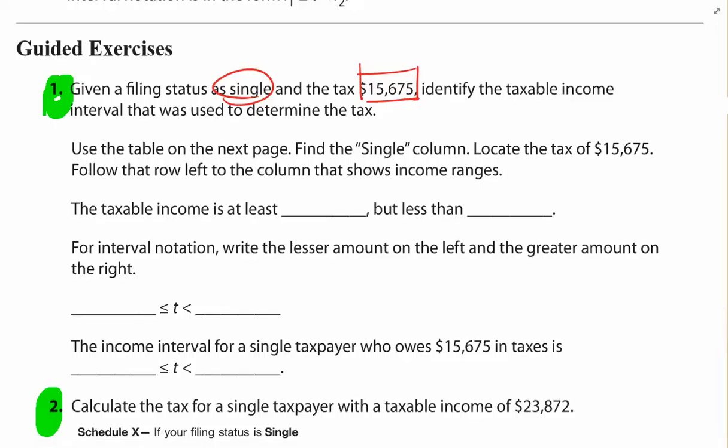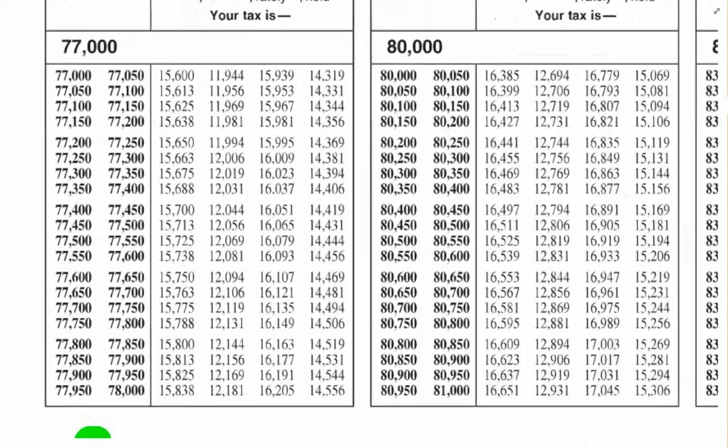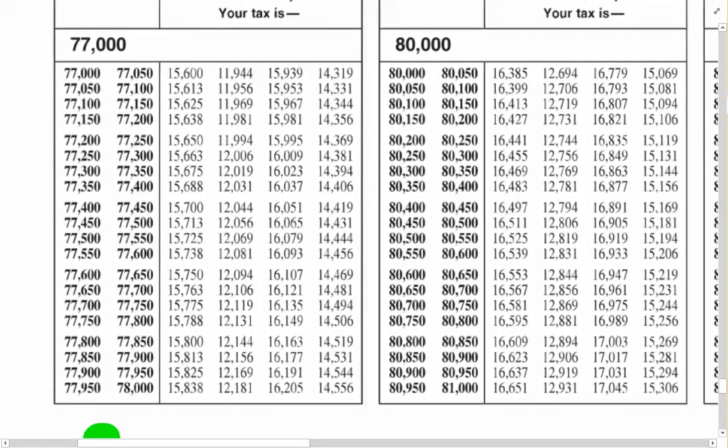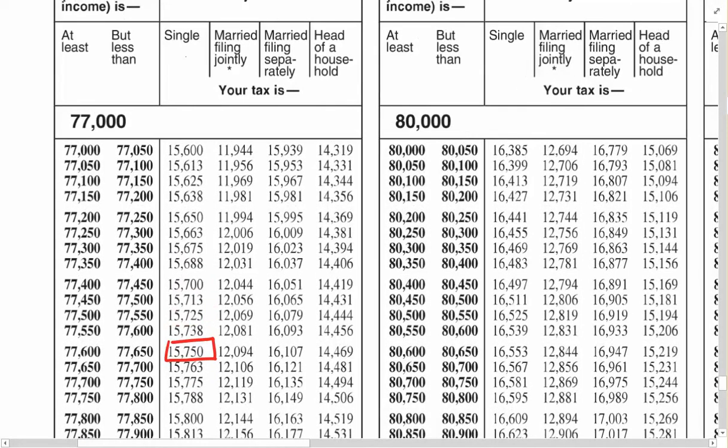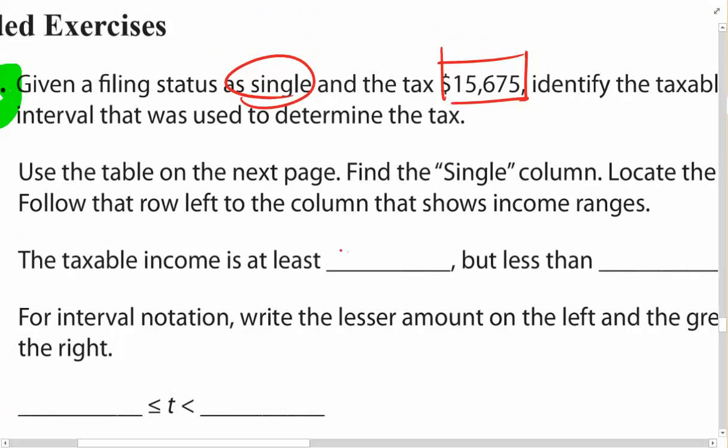If $15,675 is what's owed in taxes, then we need to go back and find out about how much money this person made. The instructions say to use the table on the next page. So if we flip over to that, we find that $15,675 in taxes for somebody who is single comes from this range of numbers. This single person had to have earned between $77,600 and $77,650.